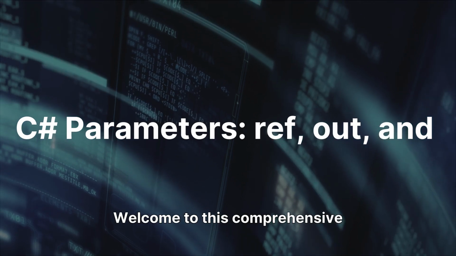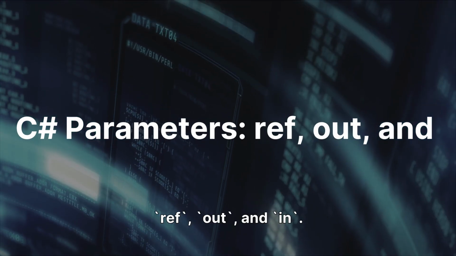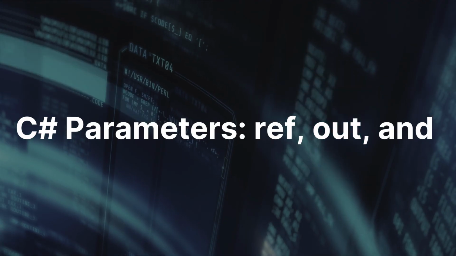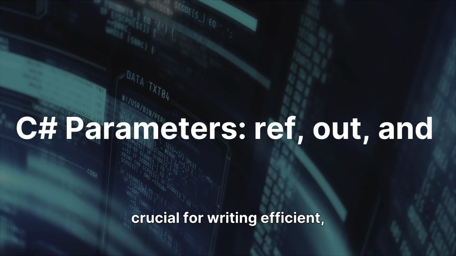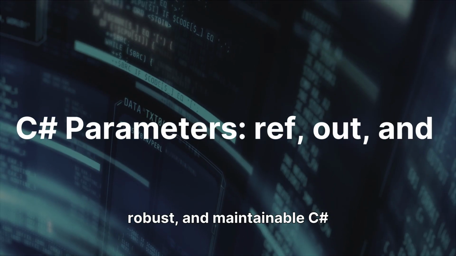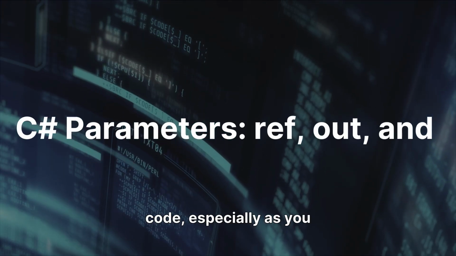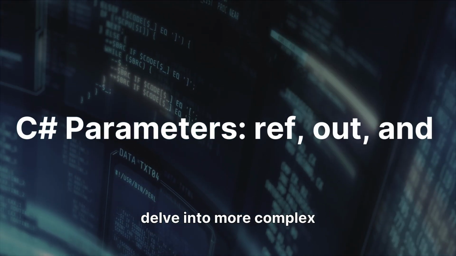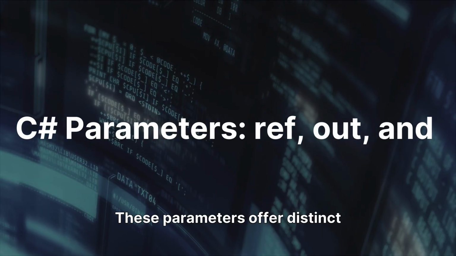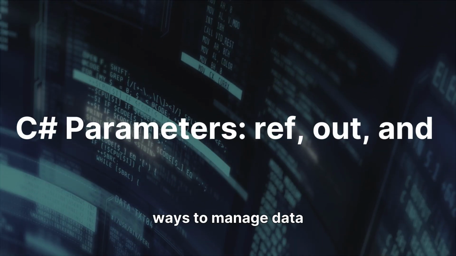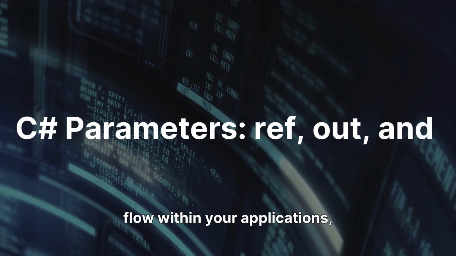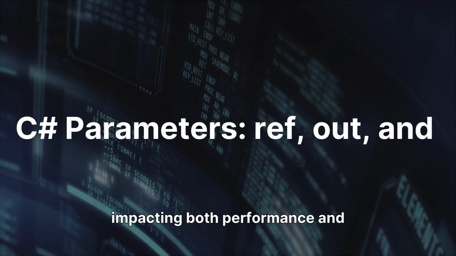Welcome to this comprehensive guide on C# parameters, ref, out, and in. Understanding these keywords is crucial for writing efficient, robust, and maintainable C# code, especially as you delve into more complex programming scenarios. These parameters offer distinct ways to manage data flow within your applications, impacting both performance and clarity.